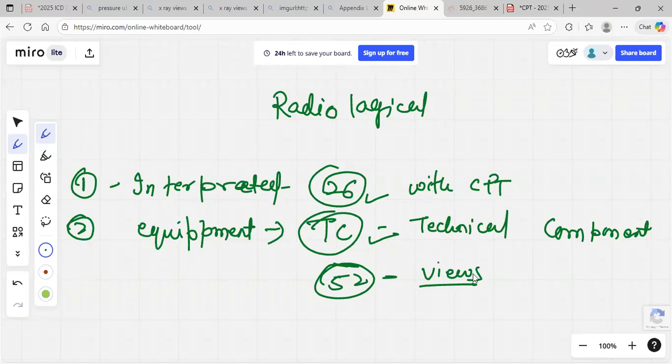Okay, now we will do one question, then we will move further. I'm going to send one question over the WhatsApp group.